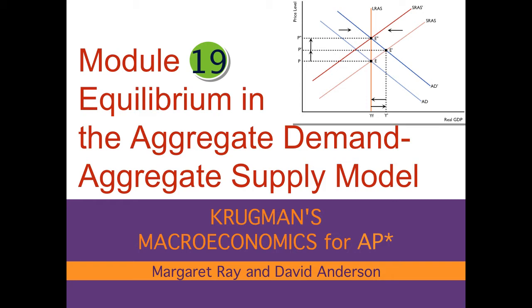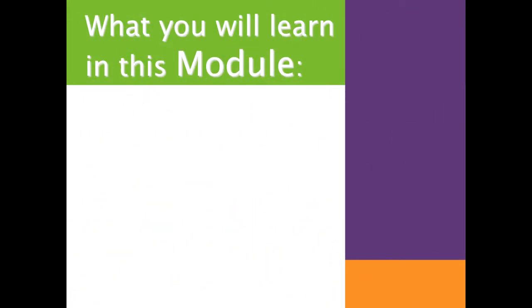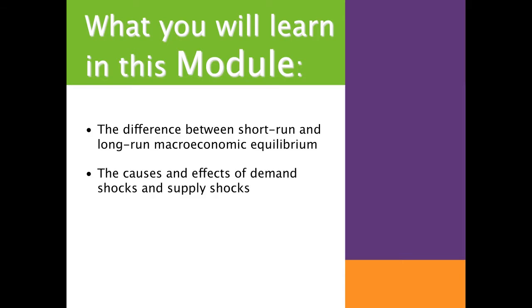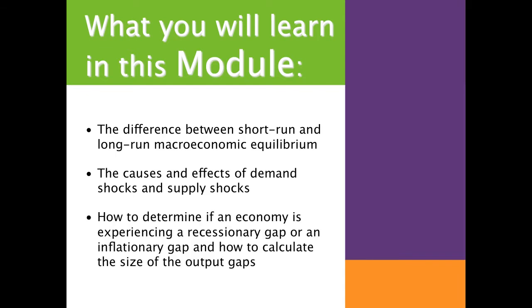So what is the goal today? The goal today is to review the difference between short run and long run equilibrium. It's to identify the causes and effects of demand shocks and supply shocks, and recognize if an economy is experiencing a recessionary gap or an inflationary gap.